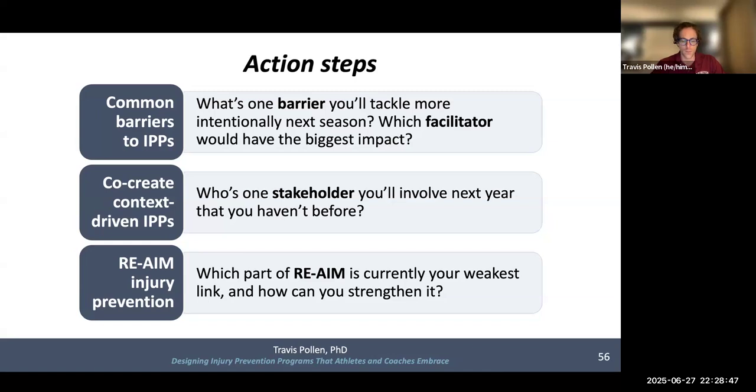I think that if we could just make one facilitator a little bit more central, or have one conversation with another stakeholder that is a little clearer, and make one program more fun or engaging, we would see amazing progress.